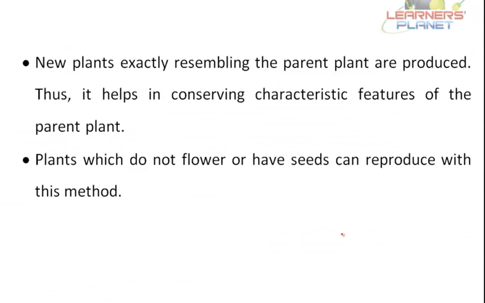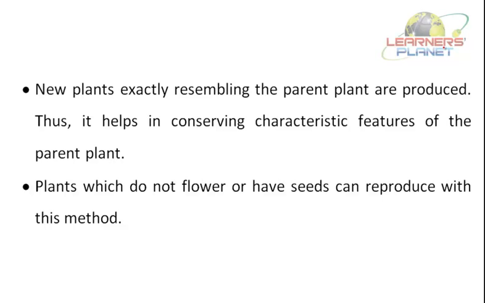Other than these, new plants exactly resembling the parent plant can also be produced. Thus it helps in conserving characteristic features of the parent plant. Even the plants which do not flower or have seeds can reproduce with the help of this method. So basically, vegetative reproduction does not usually result in rapid and widespread distribution of offspring in the same way as seed dispersal, but it tends to produce a dense clump of plants with little room for competitors between them.